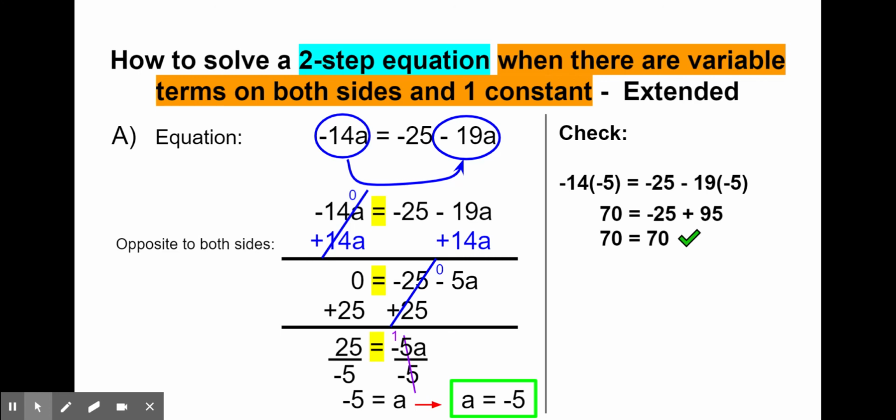And it's the same answer that we had in the last video when we moved negative 19a over to the left side. So there are always multiple ways to solve equations. It's just some ways take fewer steps and some ways take more steps. So we want to work on being efficient and finding the best way to solve our equation. In this case, moving that negative 19a over to the left side would be faster. But we can still solve our equation by moving the negative 14a over to the right side. And this is how we can solve two-step equations when there are variable terms on both sides and one constant.